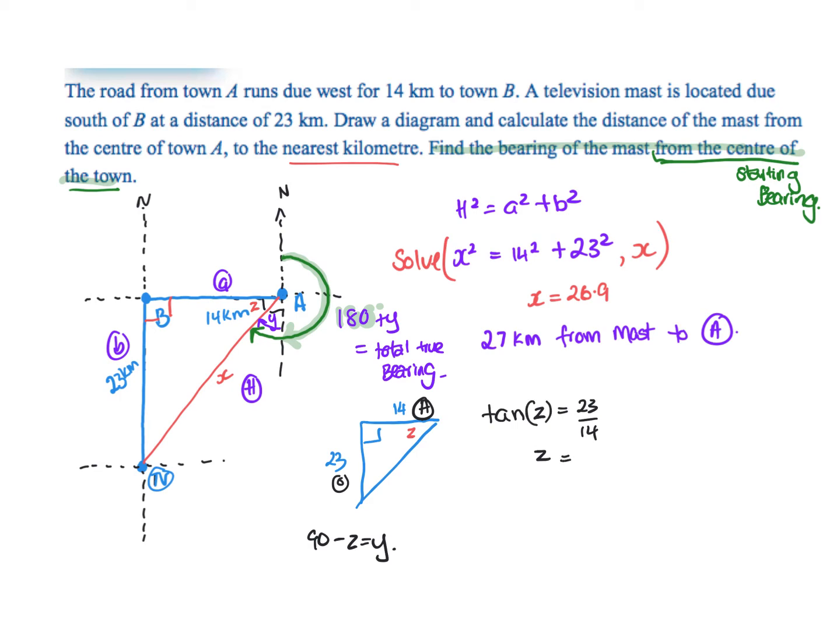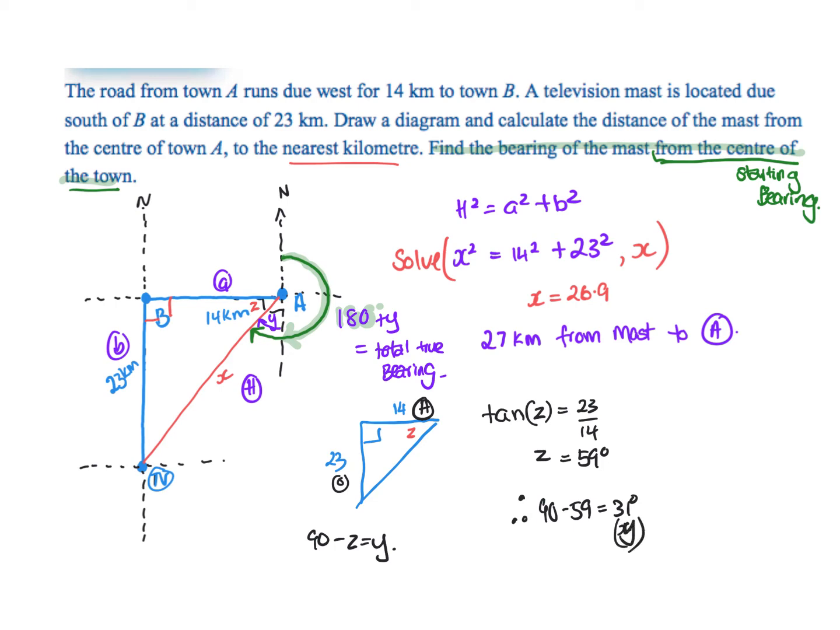So Z equals, you can use solve or you can do inverse, whichever way you want to do it, that's fine. Wait, is this 23 over 14? Yep. Is that all right? So I get Z to be, rounding to the nearest degree, 59. So therefore 90 minus 59 equals 31 degrees, which is X. Oh, sorry, we called that Y.